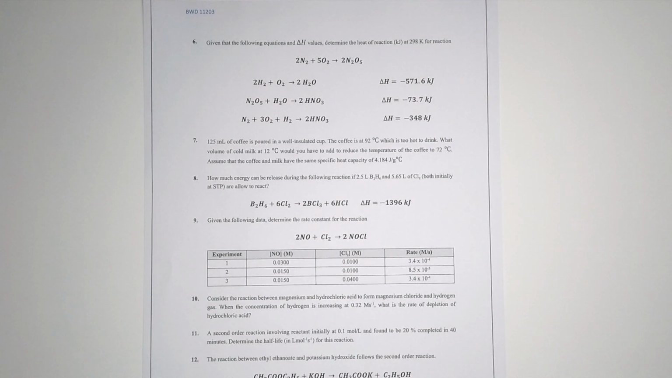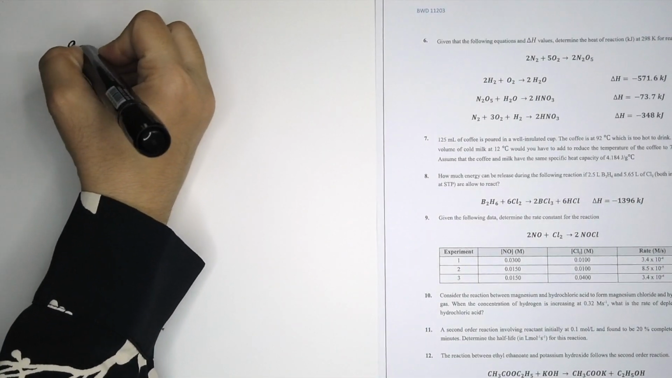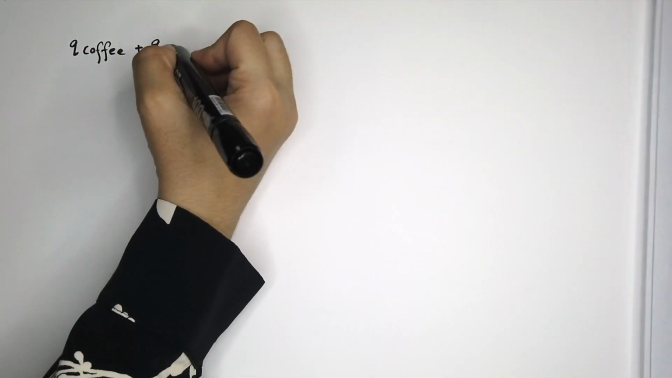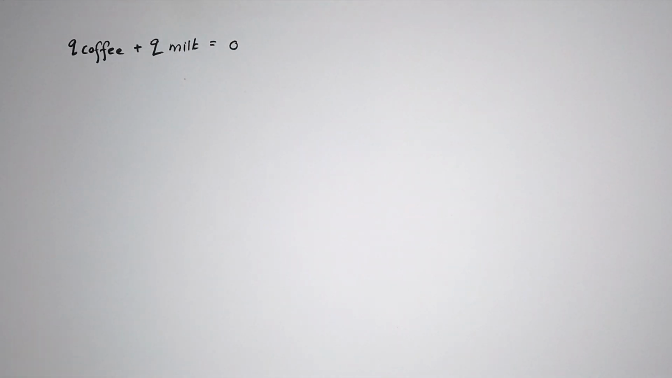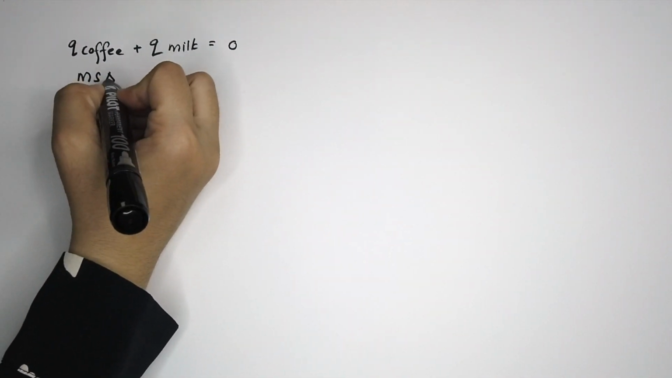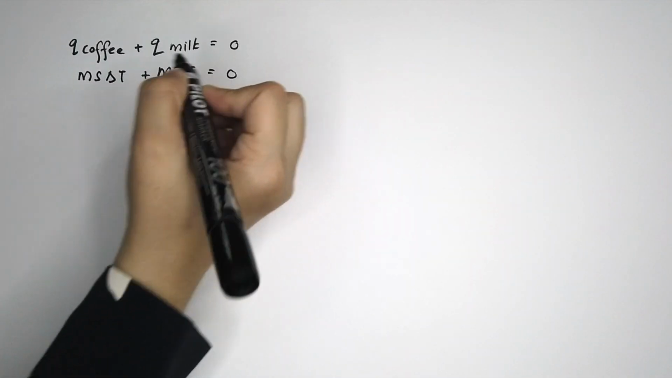So in this question, you have two different things. One is coffee and also the cold milk. So it means that the Q for coffee plus the Q for milk will be equivalent to 0 due to the law of conservation of energy. So Q coffee plus Q milk shall be equivalent to 0. The Q is equivalent to ms delta T, so plus ms delta T is equivalent to 0.